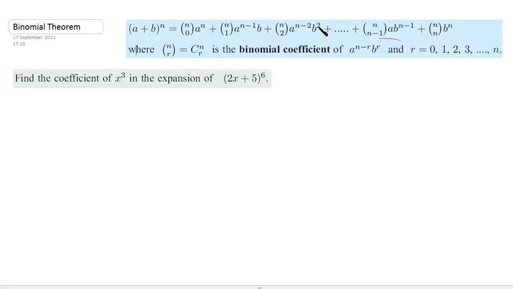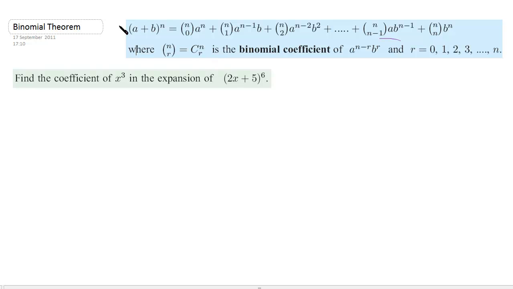Then you get b to the 1, b squared, and then the b's will go up each time until you get to b to the n at the end. And notice the bottom part, the nCr part, is always 0, 1, 2, 3. So long as you remember to start with a 0 and b to the naught, you shouldn't go wrong.